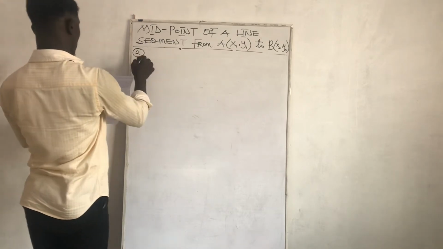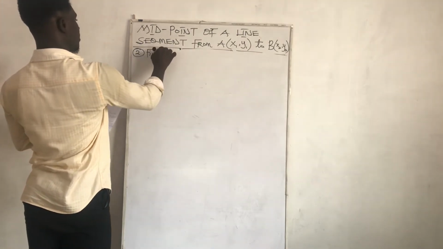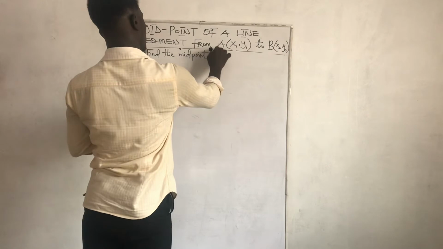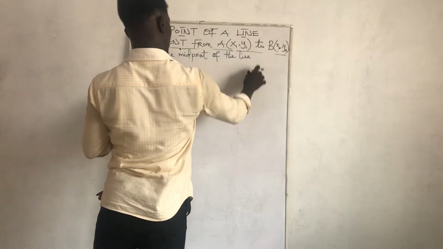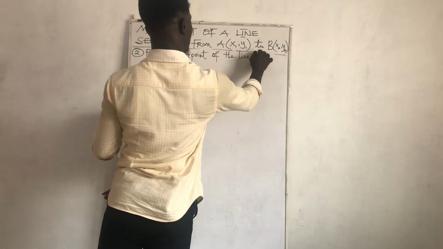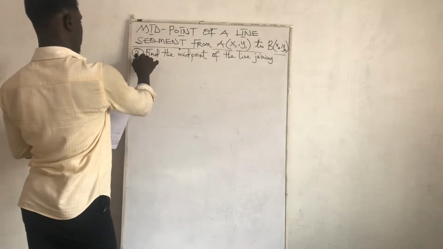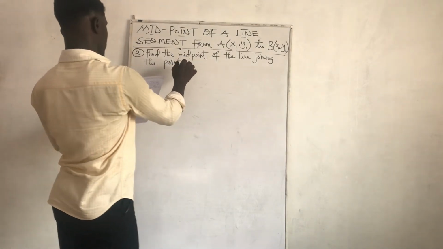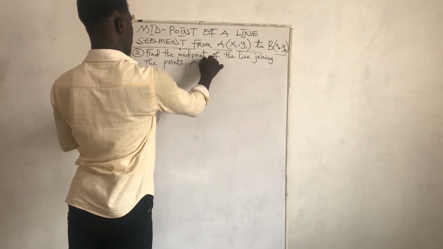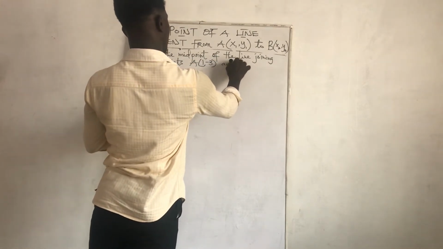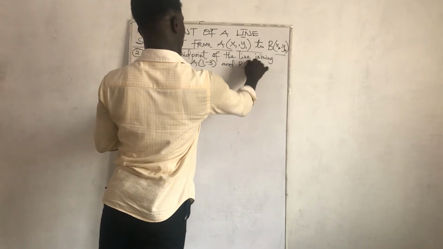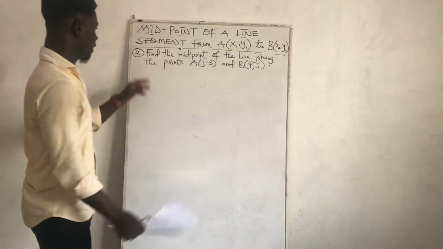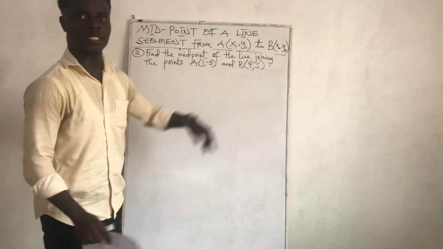Example 2. Find the midpoint of the line joining the points A (1, -3) and B (4, 5). So find the midpoint of the line joining the points A (1, -3) and B (4, 5).